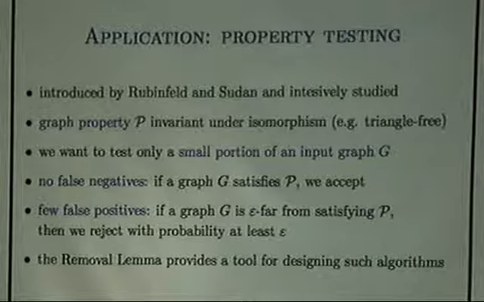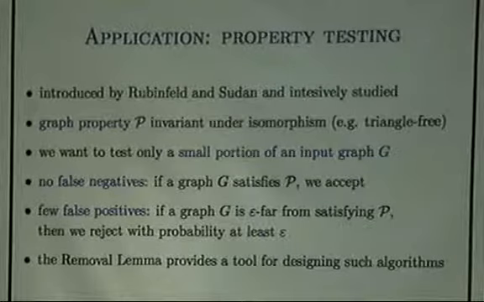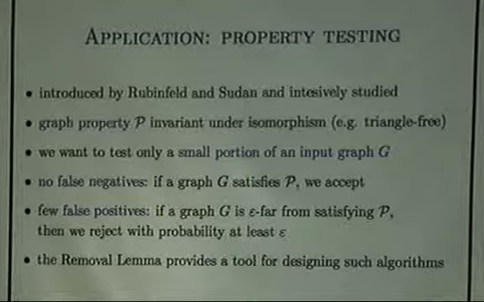The idea behind algorithms in this area is that you have some graph property which is invariant under isomorphism. So for instance, you can think of your graph being triangle free, and you want to decide whether an input graph has this property. But your input graph is really huge, so you don't have time to go through the whole graph, and you only want to scan a small part of your input graph.